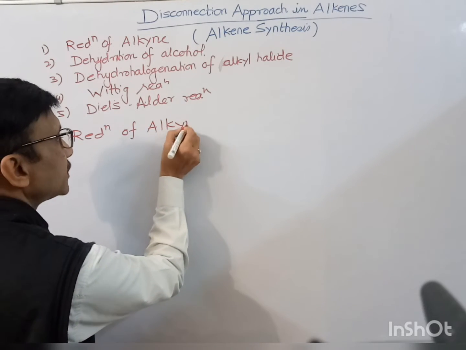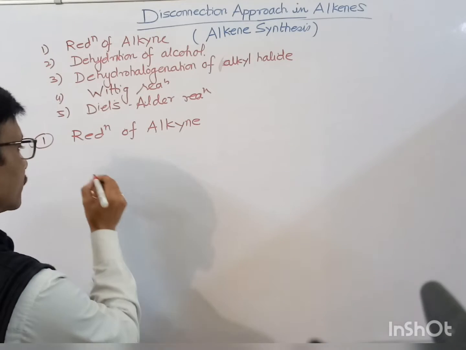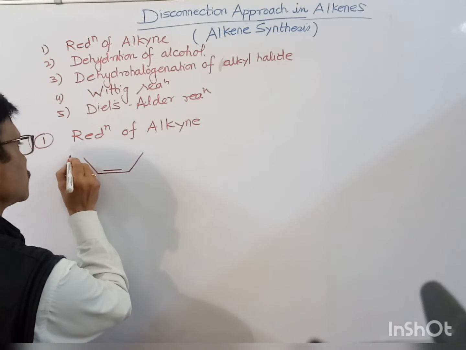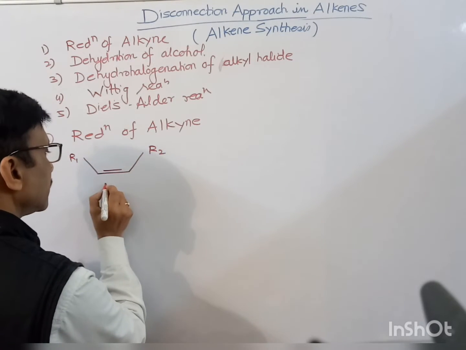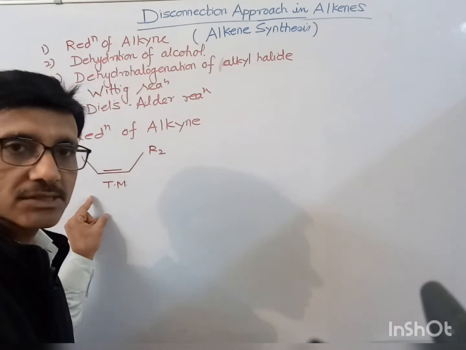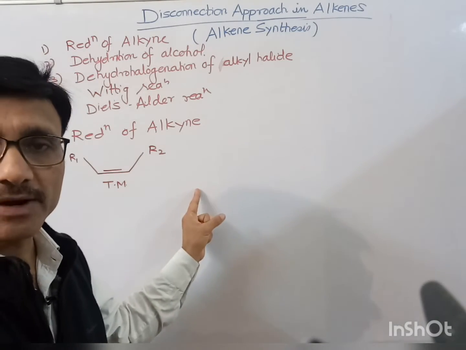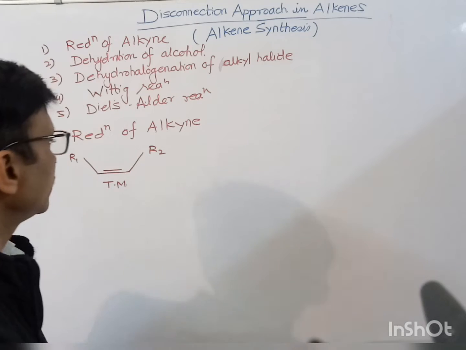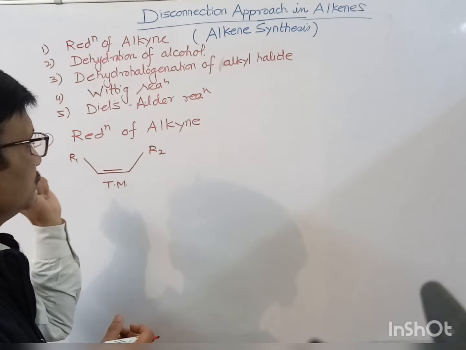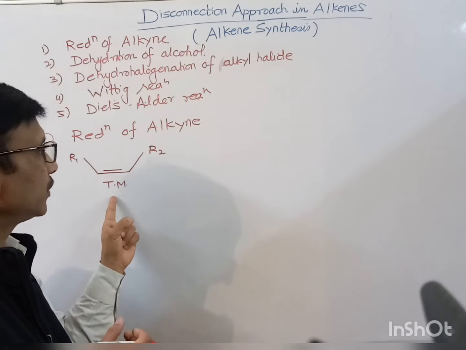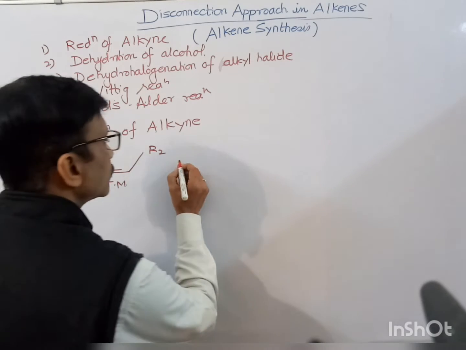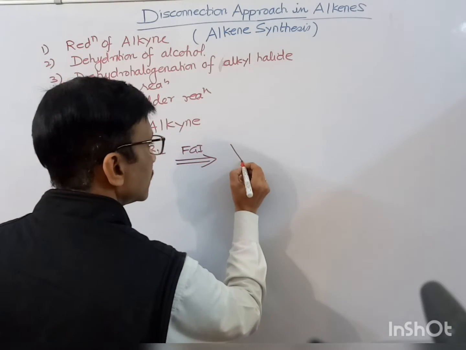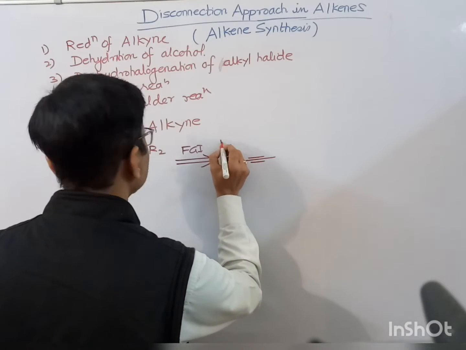So if you have any target molecule, let's take one of the target molecules. So suppose this is the target molecule, an alkene. Now for this target molecule we have to generate the synthetic equivalent or reactants. So how can we do this? Via FGI, meaning the alkene can be converted into an alkyne. So you can do the FGI, and convert it into alkyne.